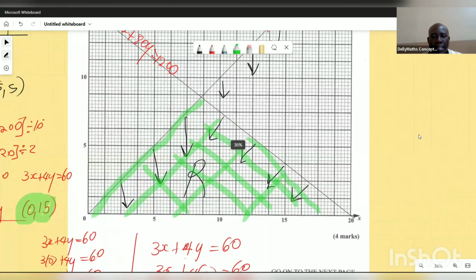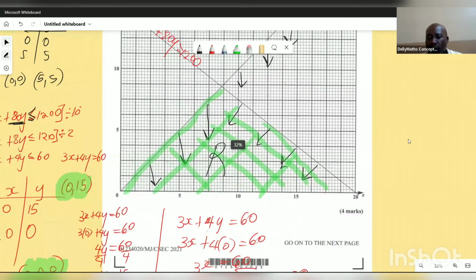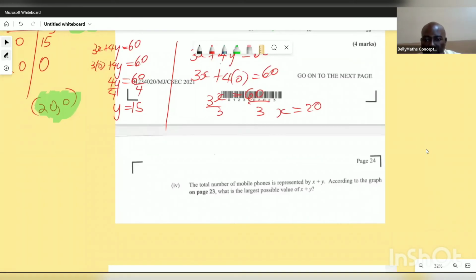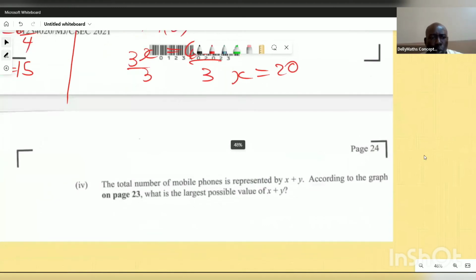Let us see the other questions that they have for us. Let's go to the other. The other question says, the total number of mobile phones is represented by x plus y.